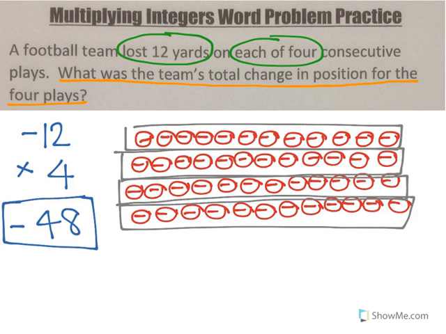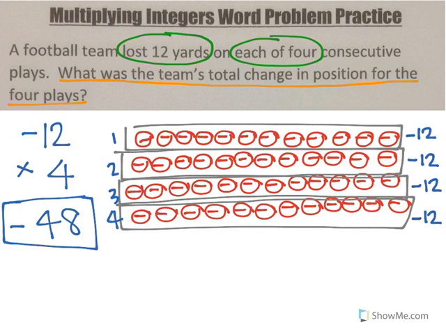It's not the prettiest drawing ever, but it will work. Let's take a look at it and see why it will work. I have 4 groups here. 1, 2, 3, 4 groups. In each group, there are 12 negative counters, representing the integer negative 12 each time. So negative 12 in this group, negative 12 in this group, negative 12 in this group, and negative 12 in this group.